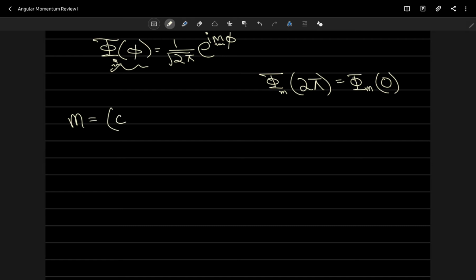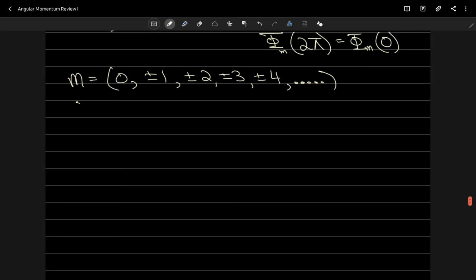In fact, the values that m is allowed are 0, plus minus 1, plus minus 2, plus minus 3, plus minus 4. Well, somewhere I have to stop, so let's just do this, right? And also note that this eigenfunction phi m of phi is orthonormal. What does that mean, right? So instead of drawing these two dots, it is orthonormal.